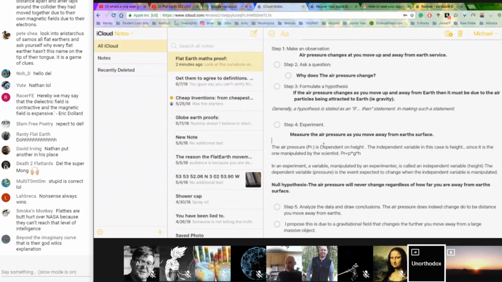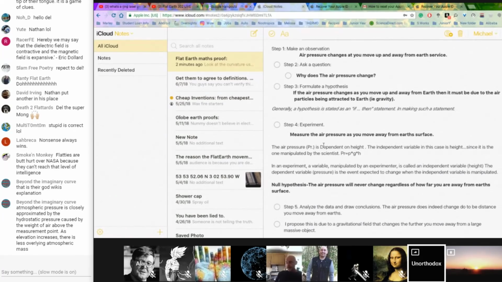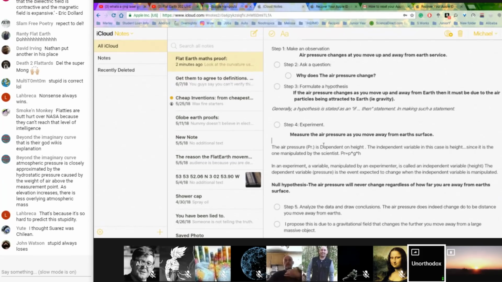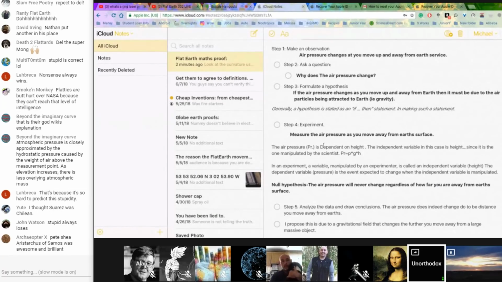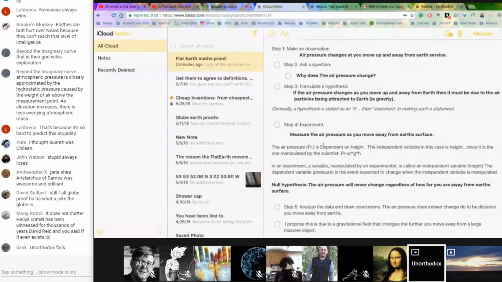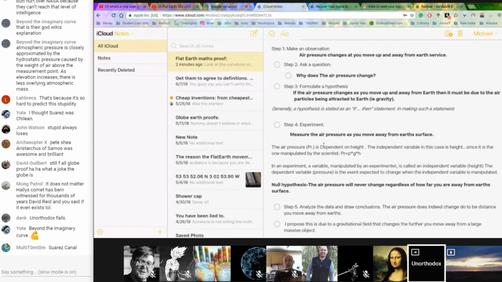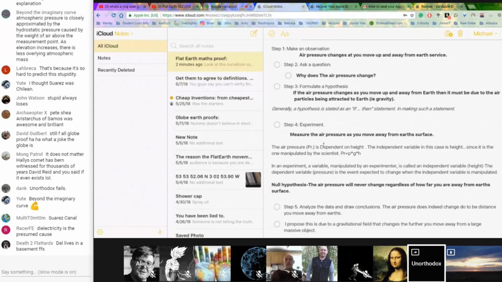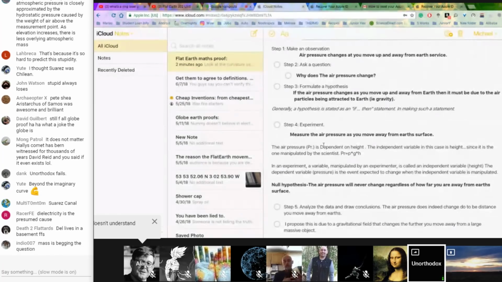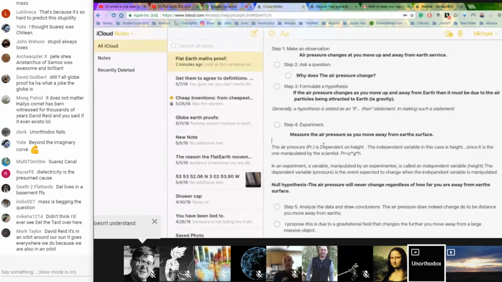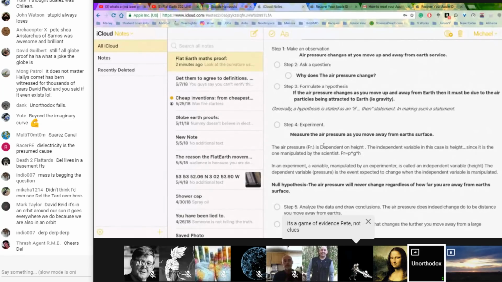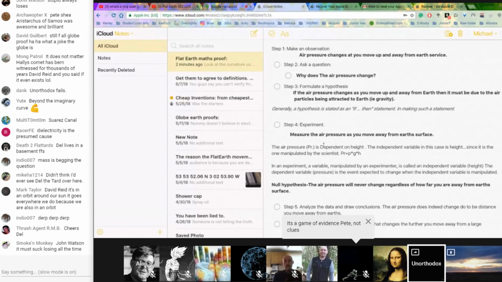Your presumed cause is height. No, your presumed cause is the distance away from mass. Your independent variable is your presumed cause. That's height. Yes, but Nathan, you can't just talk about words without context. You can't just say it's height, and height means nothing. Height means you're away from the Earth. You are a further distance away from mass.